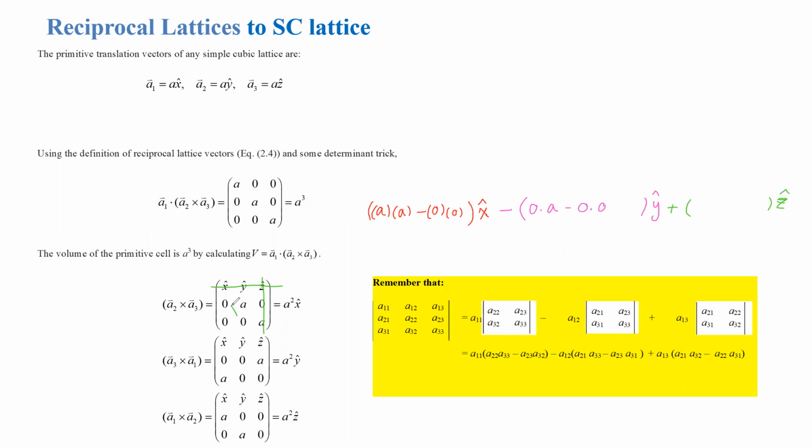So this one, what? 0 times 0 minus 0 times a. Okay, so this is 0. This is 0. So we're left with only a squared x hat. Okay, so the rest you can do by yourself, or you can do it with this technique as well. So either use this technique or this technique.